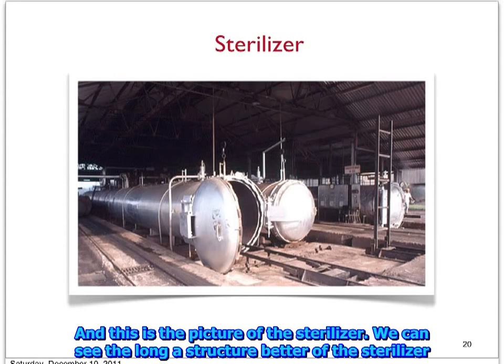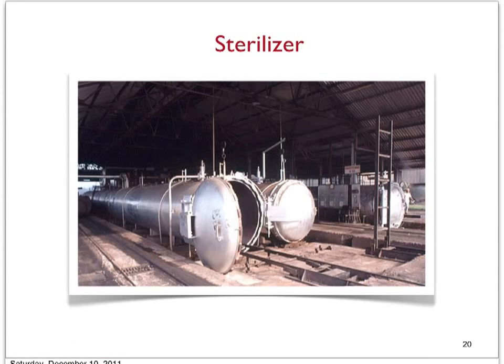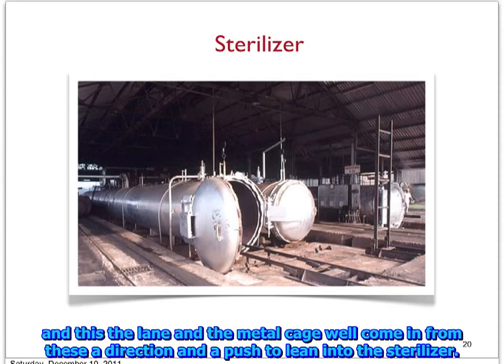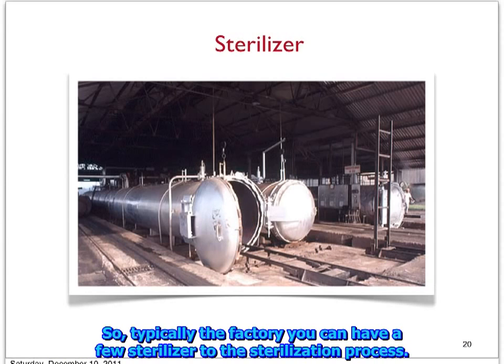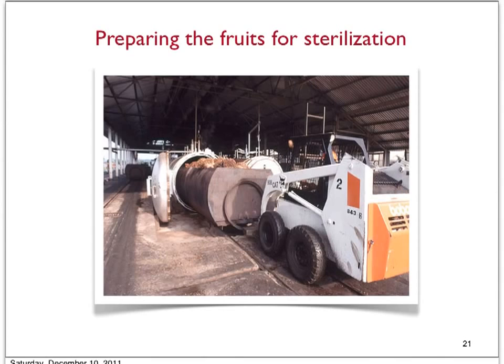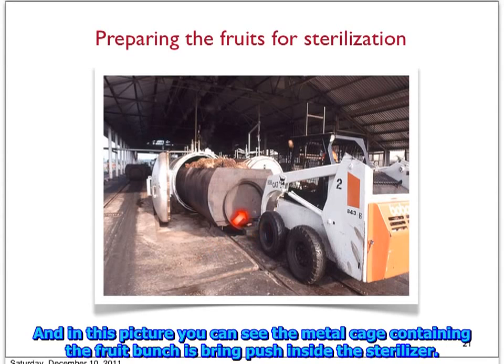And this is the picture of the sterilizer. You can see the long barrel of the sterilizer, and the door here, and this is the rail where the metal cage will come in from this direction and will be pushed through into the sterilizer. So typically in the factory you can have a few sterilizers for the sterilization process. And in this picture you can see the metal cage containing the fruit bunch being pushed inside the sterilizer.